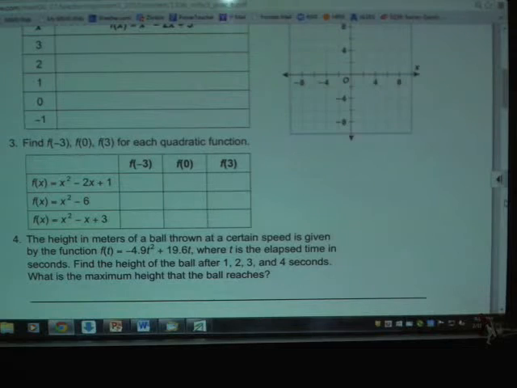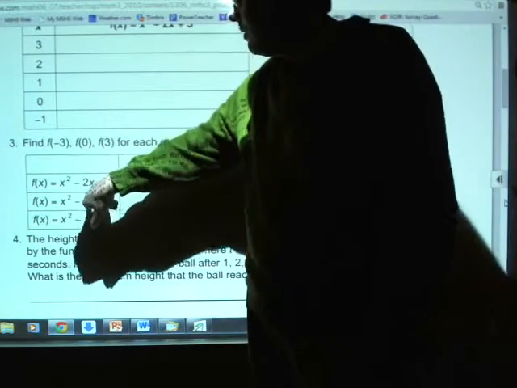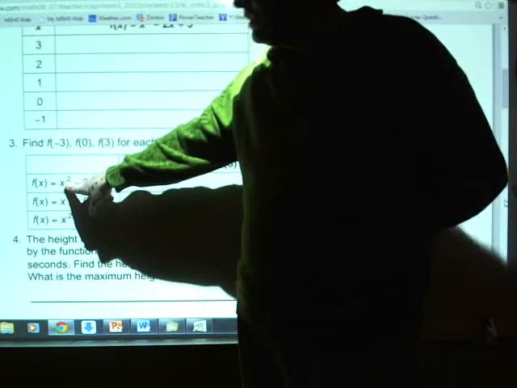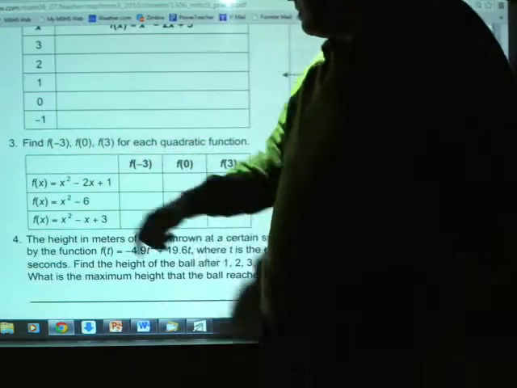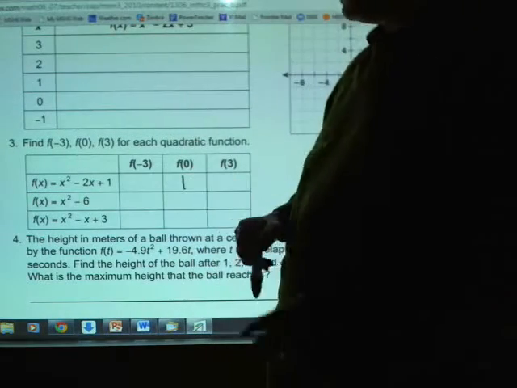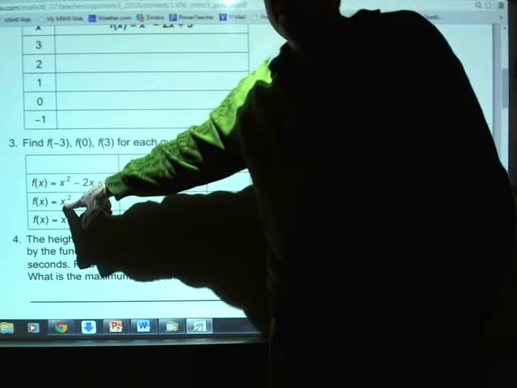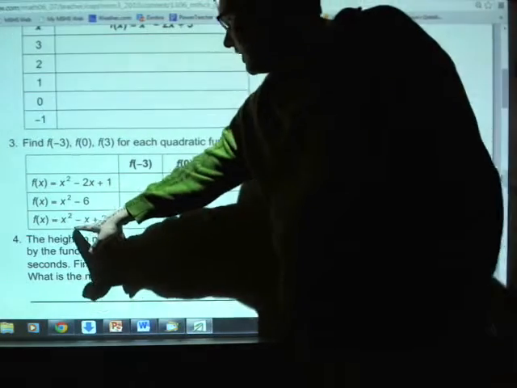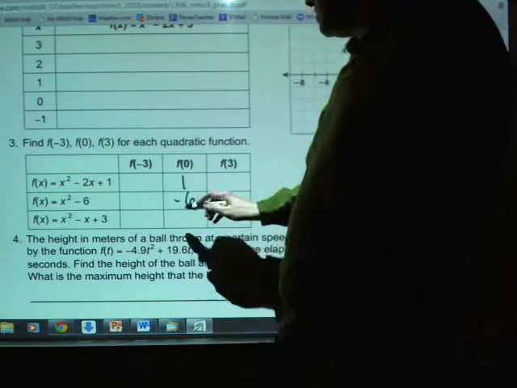All right, let's take the easy one first. Let's take the f of 0, because 0 is always the easiest one to work with. So we go through each of these equations, change x into 0, and figure out what I get. In the first one, 0 squared is 0, minus 2 times 0 means I'm still subtracting 0, and then adding 1 gives me 1. Second one, 0 in for x squared minus 6: 0 squared is 0, minus 6 is negative 6. Last one, change x into 0. 0 squared is 0, minus 0 is still 0, plus 3 is 3.